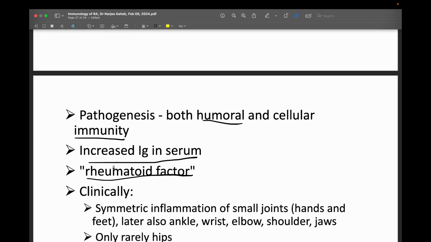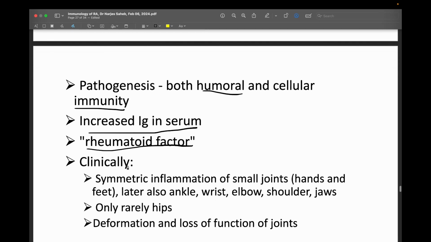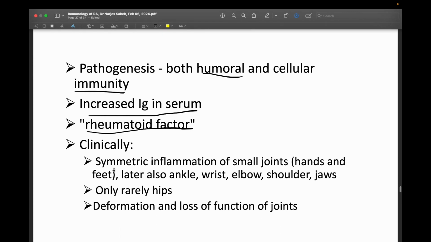Why? IgG is soluble in the blood. Then IgM binds to what? Binds to the exposed carbohydrate. Didn't we say about the cryptic epitope that the epitope binds to the IgG, causes a conformational change, exposes the carbohydrate? IgM comes and binds to the Fc region, which contains the carbohydrate. So it forms the rheumatoid factor, which starts to be deposited into the joints. Type 3 hypersensitivity. The clinical picture of it is symmetric inflammation of small joints.